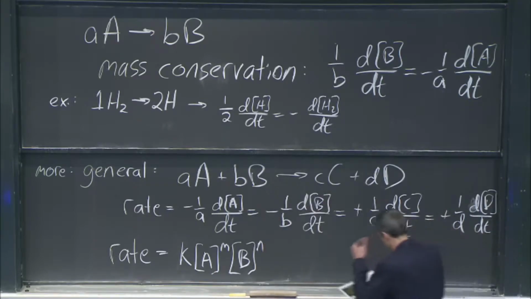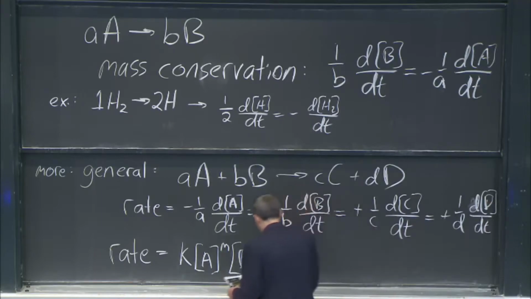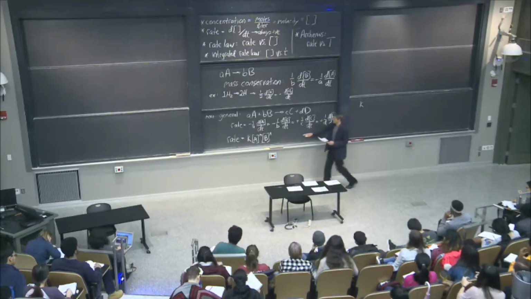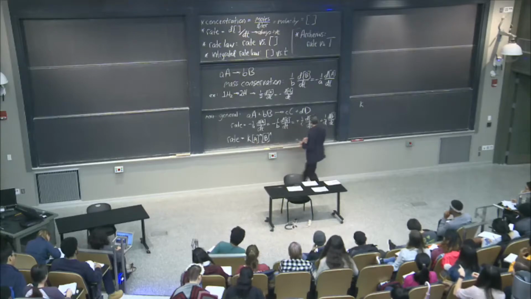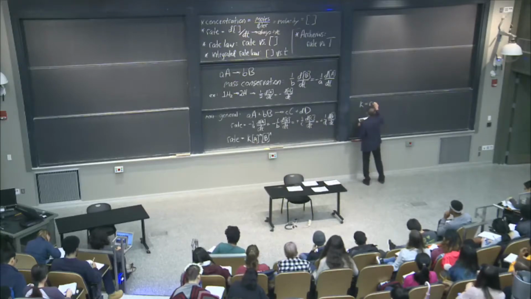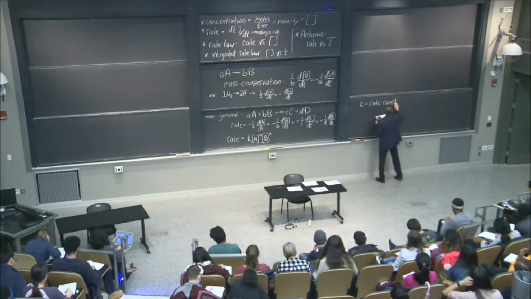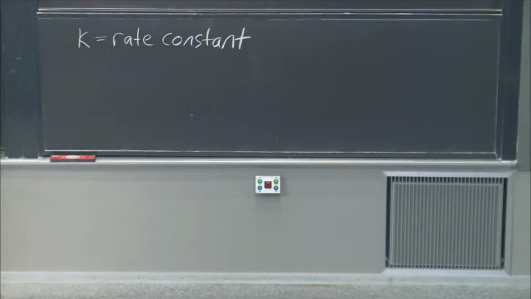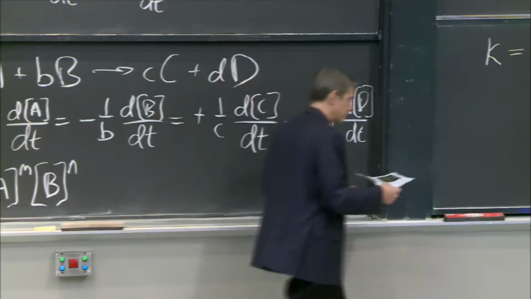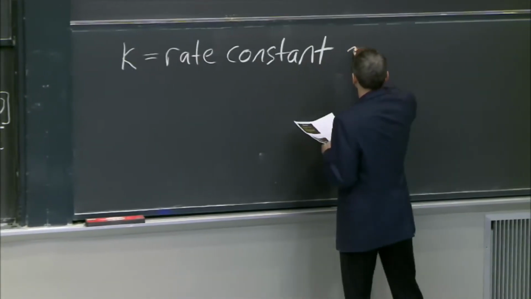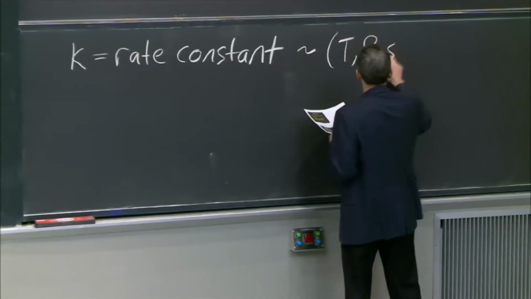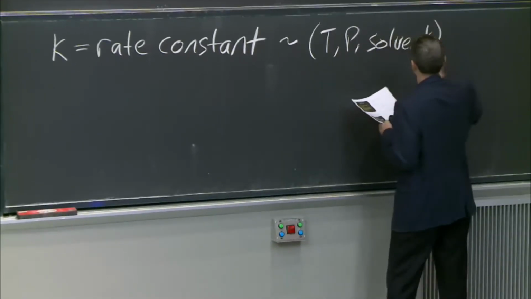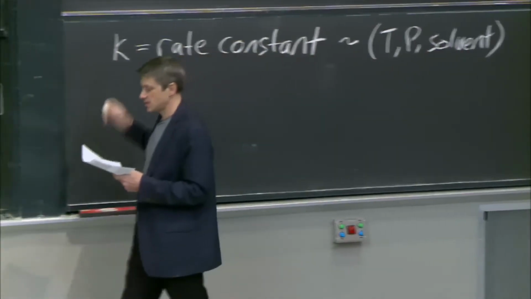Now the thing is that the rate law, let's go over to here. The K is, as you can imagine, going to be very important here. That's called a rate constant. K is equal to a rate constant. And this is going to depend on conditions like temperature, pressure, solvent, etc. And we'll see how you get K.